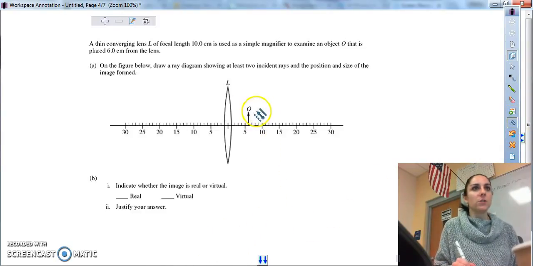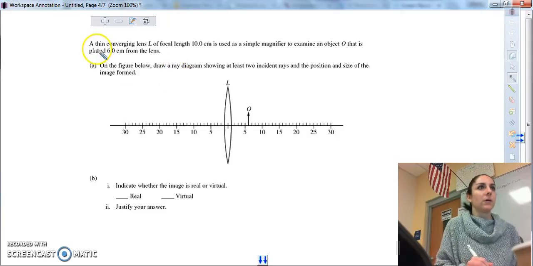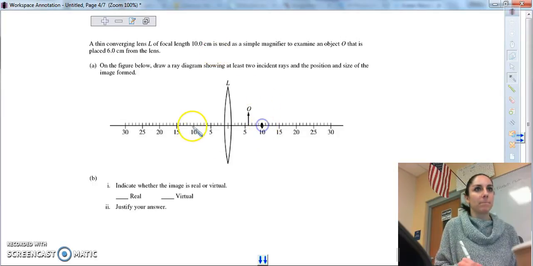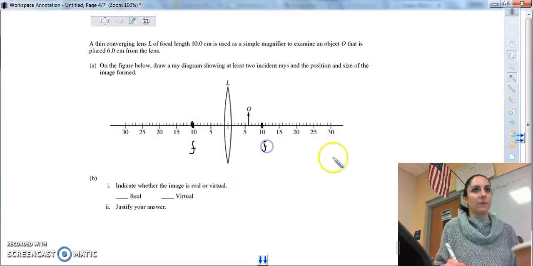So the first one, if you look here, again, when it's a converging lens like we have right here, I've got to find the focal point. So a thin lens of that, focal point length 10. There we go. So that's our focal point. So I need to find that to help me do my ray diagrams.